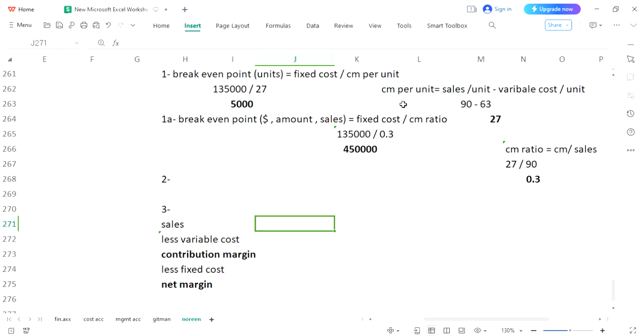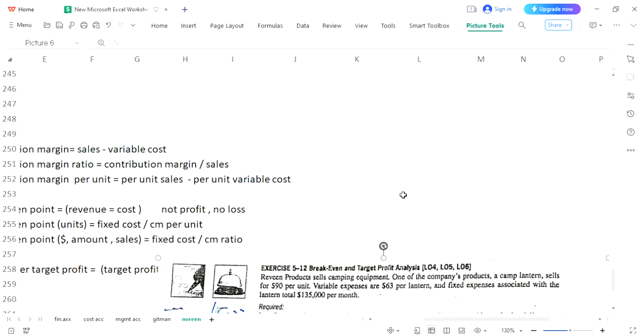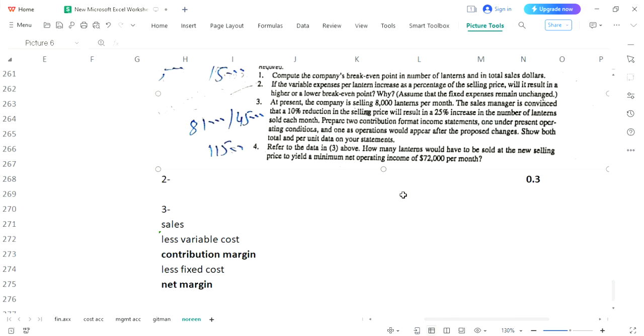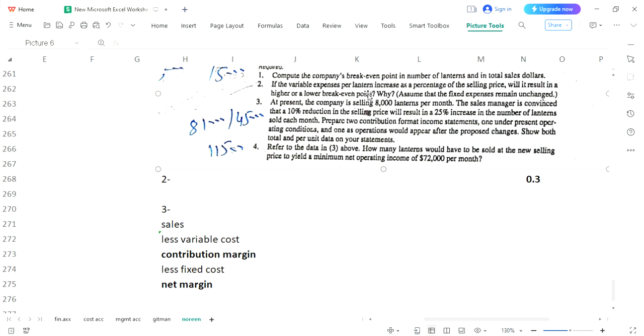Now he wants us to make two statements. You can see here, let's take this down. He wants us to make two statements. Over here you can see: prepare two contribution margin format income statements. So the first statement would be made according to our question, what was given over here.